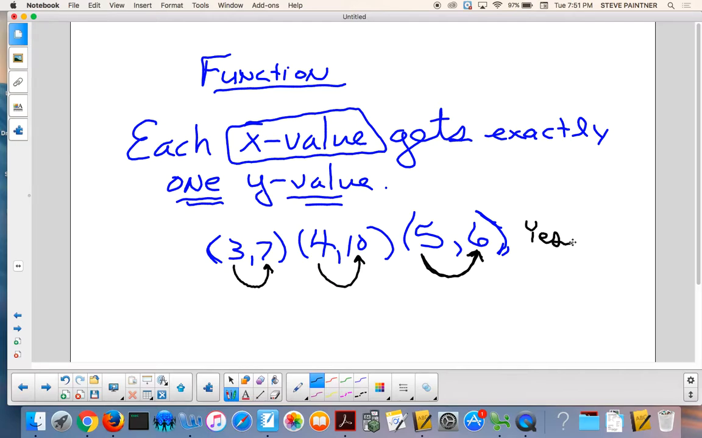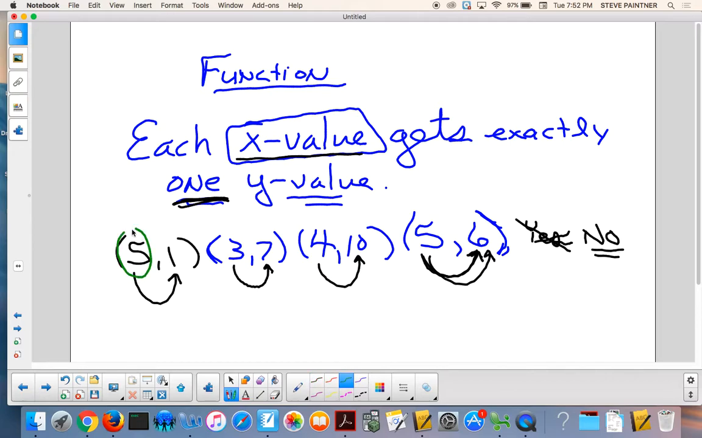But if I give you another point, I say 5 comma 1, then 5 got one answer here, but 5 got a different answer here. So now 5, the x value, is getting not 1, but 2 y values. So now it's no longer yes, it's a no. Okay? So when looking at points, that's really all it is. Just look at all your x's. If you happen to have a couple x's that are the same and they get different answers, then it's not a function. But if all the x's are different, it's going to be a function.